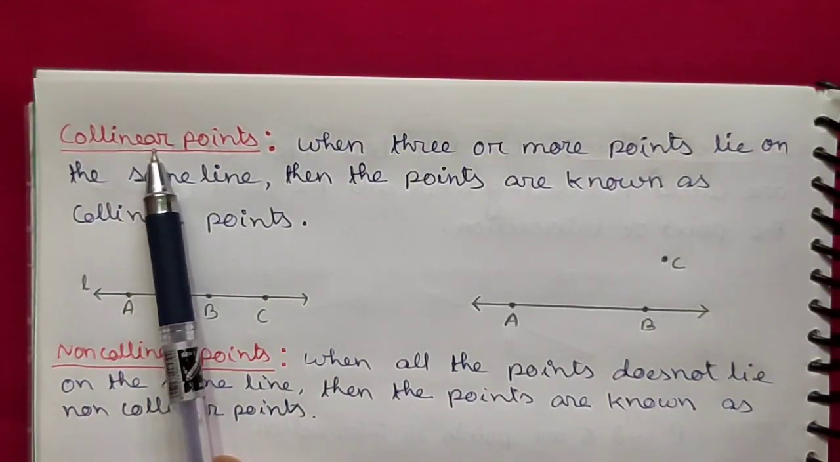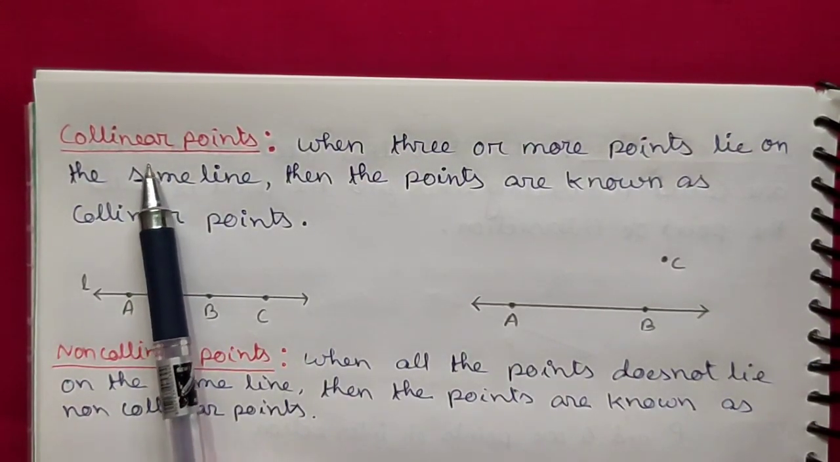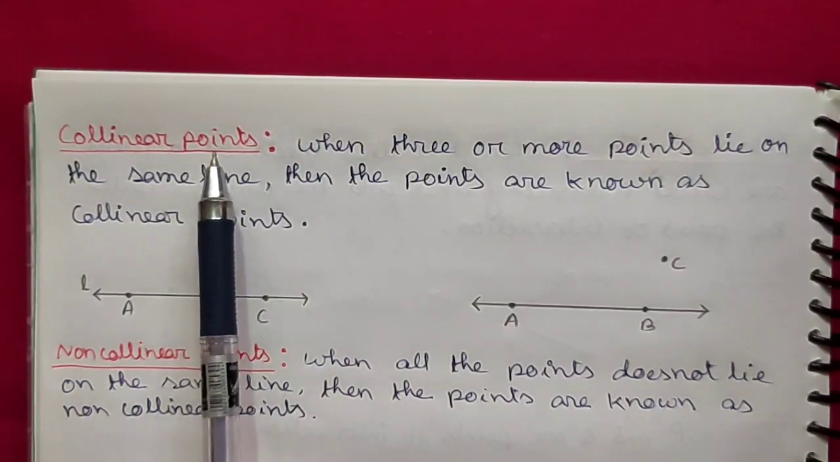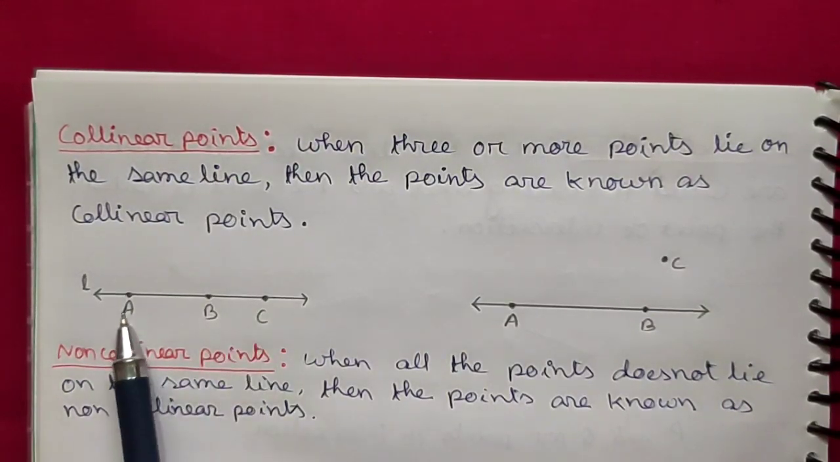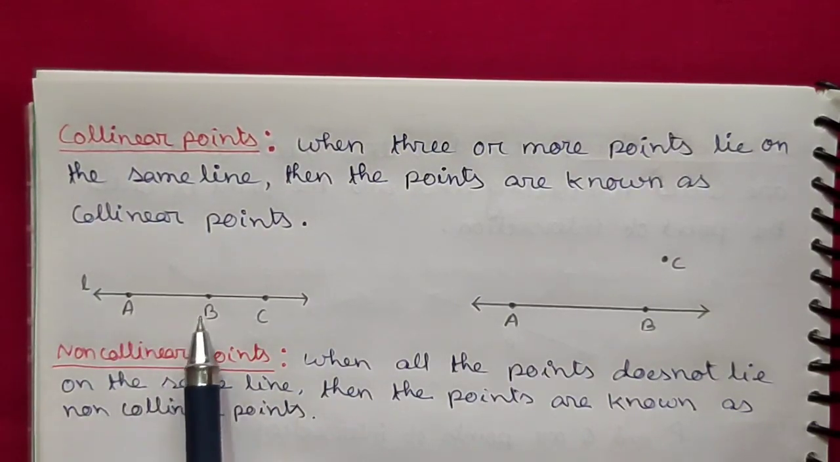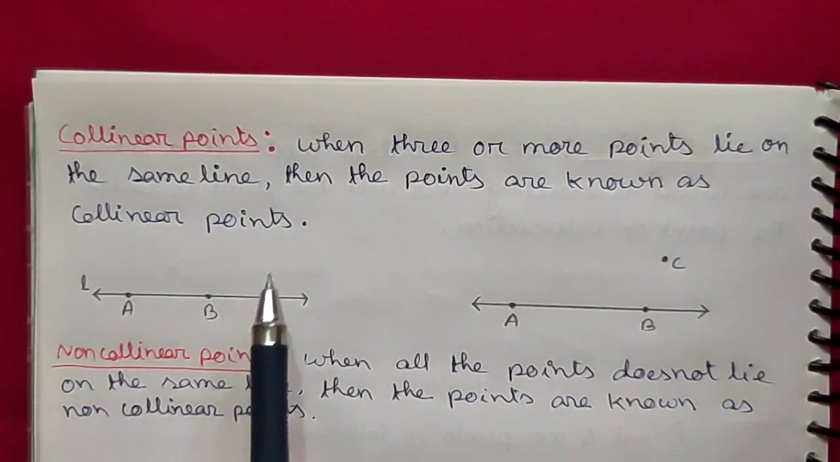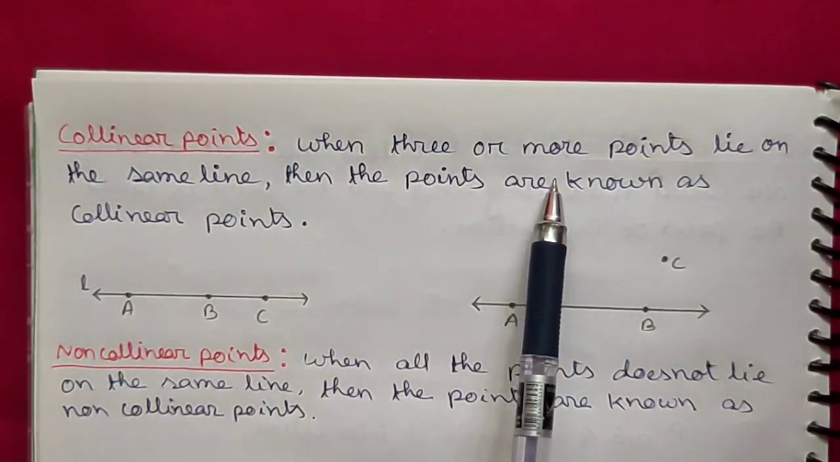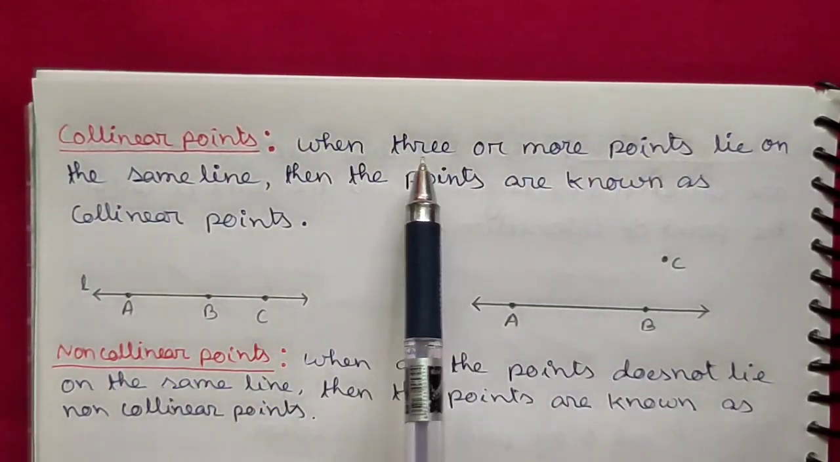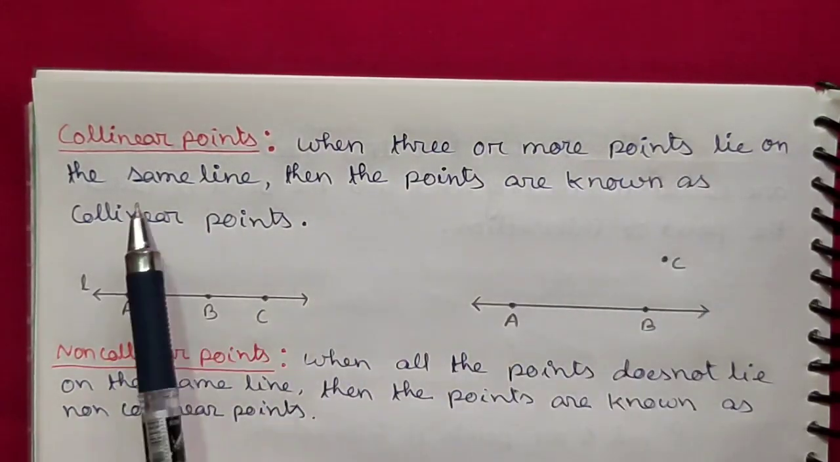Collinear means what? Co means same, and linear comes from the word line, so the word means same line. That means when all the points are on the same line, they are known as collinear points. Like this, look here, the name of the line is L, and here points A, B, and C are on the line L. So these three points are known as collinear points. That means when three or more points lie on the same line, the points are known as collinear points.